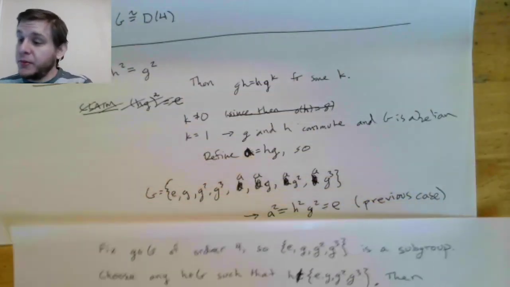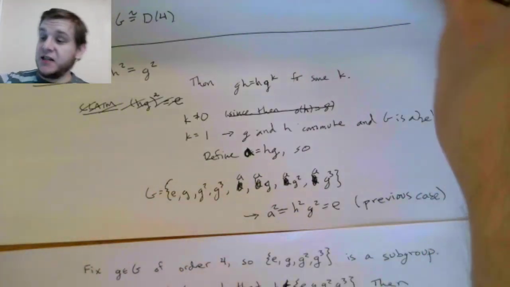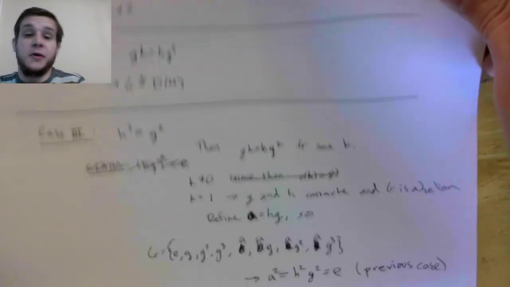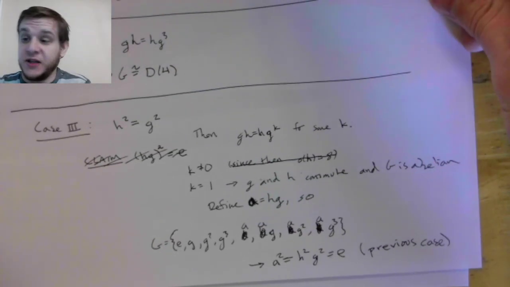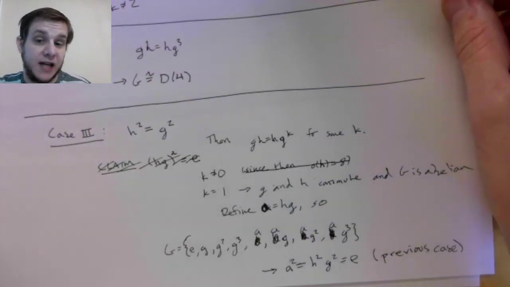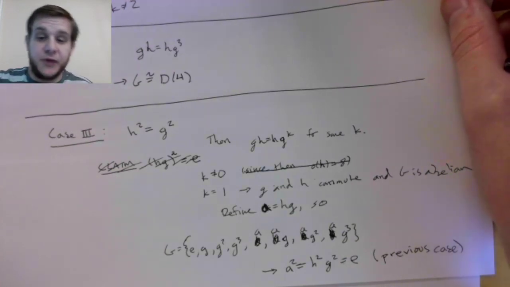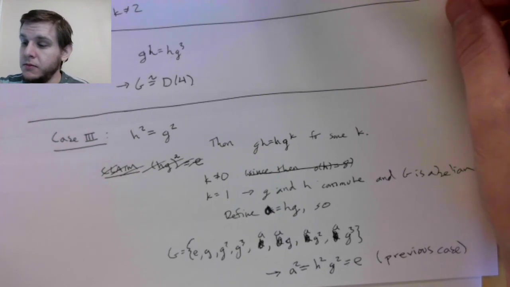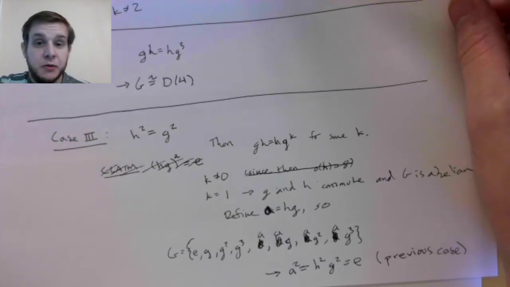So this group is going to appear in that case list, and in fact, this is exactly the group Z2 cross Z4. So I've already shown that the isomorphism class of this group has appeared in my list. So I don't need to worry about K equals 1.